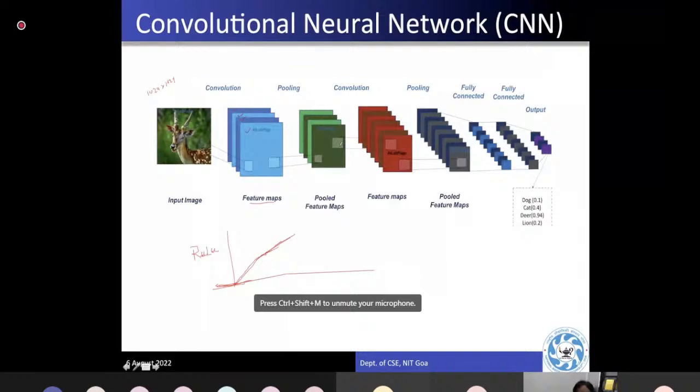And next is a pooling step. What we are doing is pooling, of which I know two types: one is max pooling, the other is average pooling. Max pooling, I will come to in more detail.